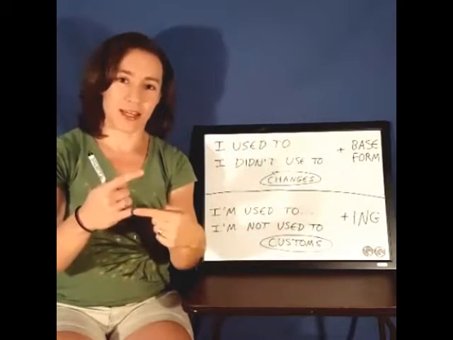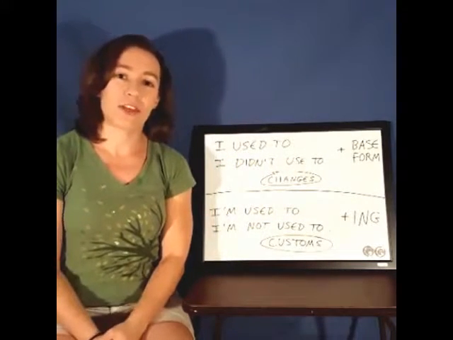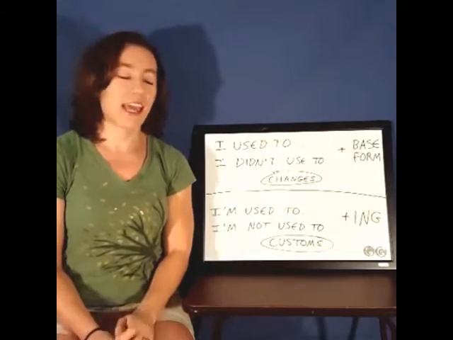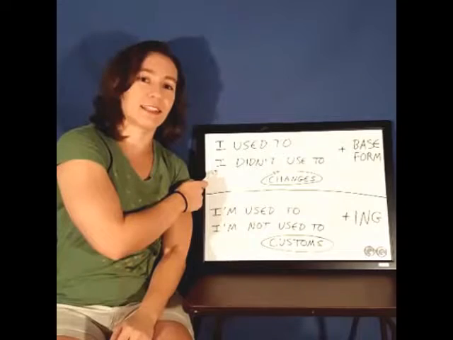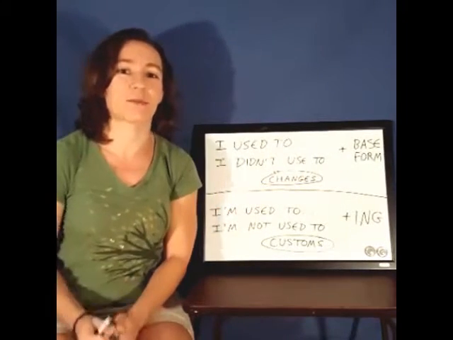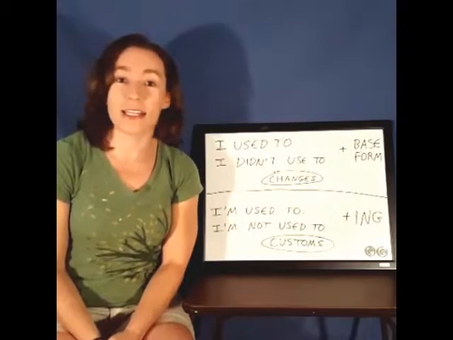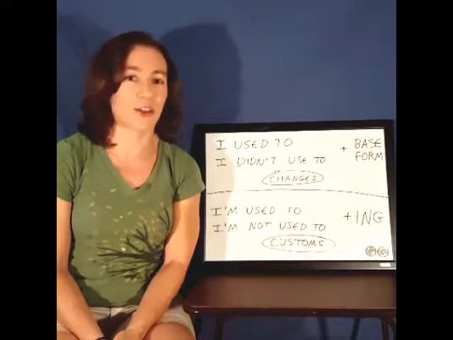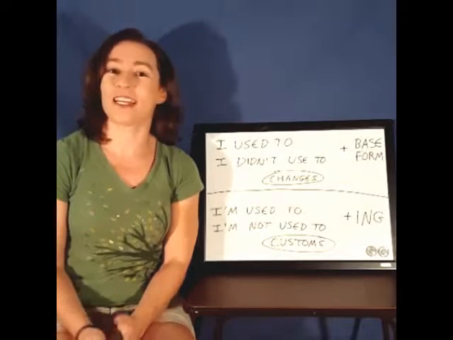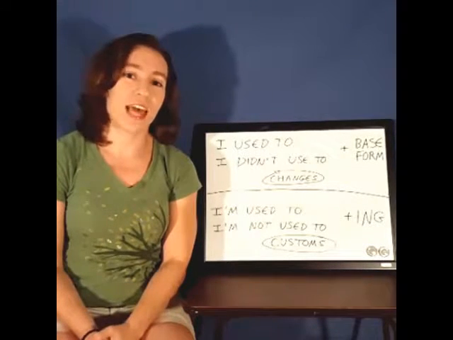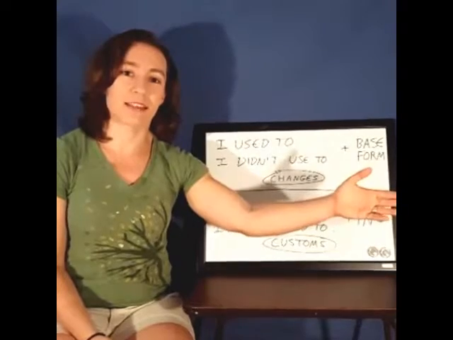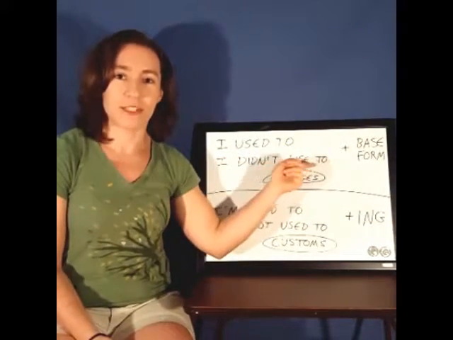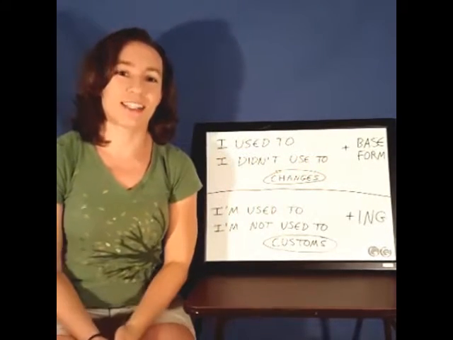Now I can make a negative sentence by talking about things that were not true in the past and they are true today. And for that, I use I didn't used to plus the base form of the verb. So I didn't used to teach English. In the past, I had other jobs, other professions, but now I'm an English teacher. So it's a situation that changed. It was different in the past, and now it's something else. So I didn't used to teach English, but now I do.